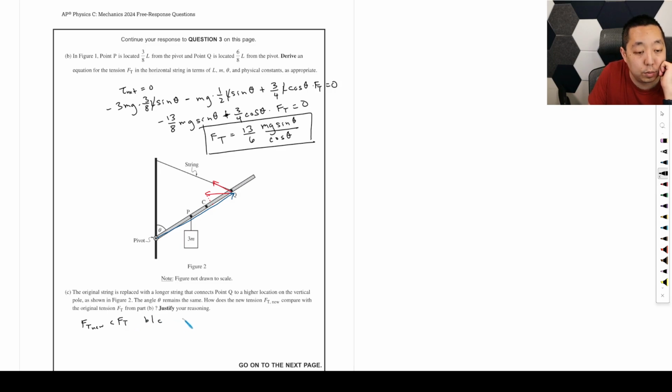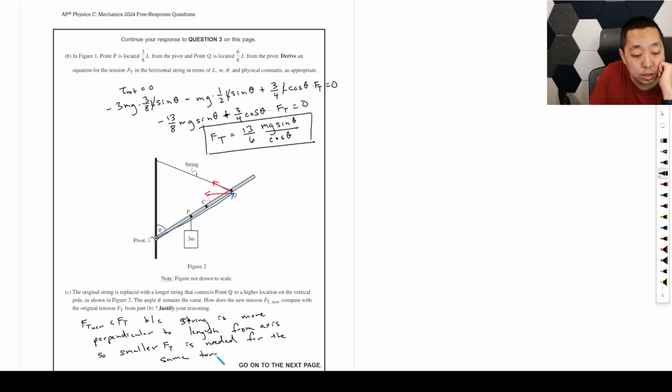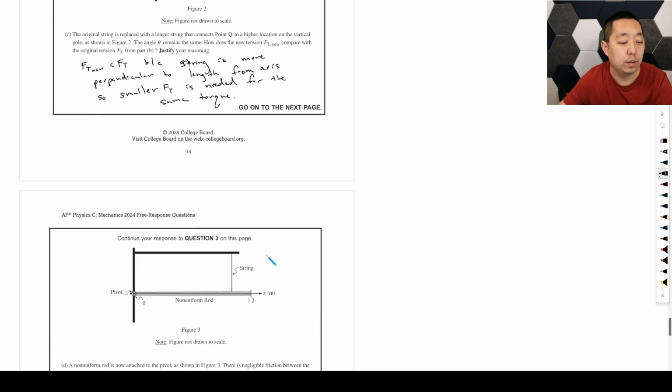Because the rope, the string, is more perpendicular to the length from the axis. So a smaller force, smaller Ft, is needed for the same torque. Okay, that's what I do there. All right.